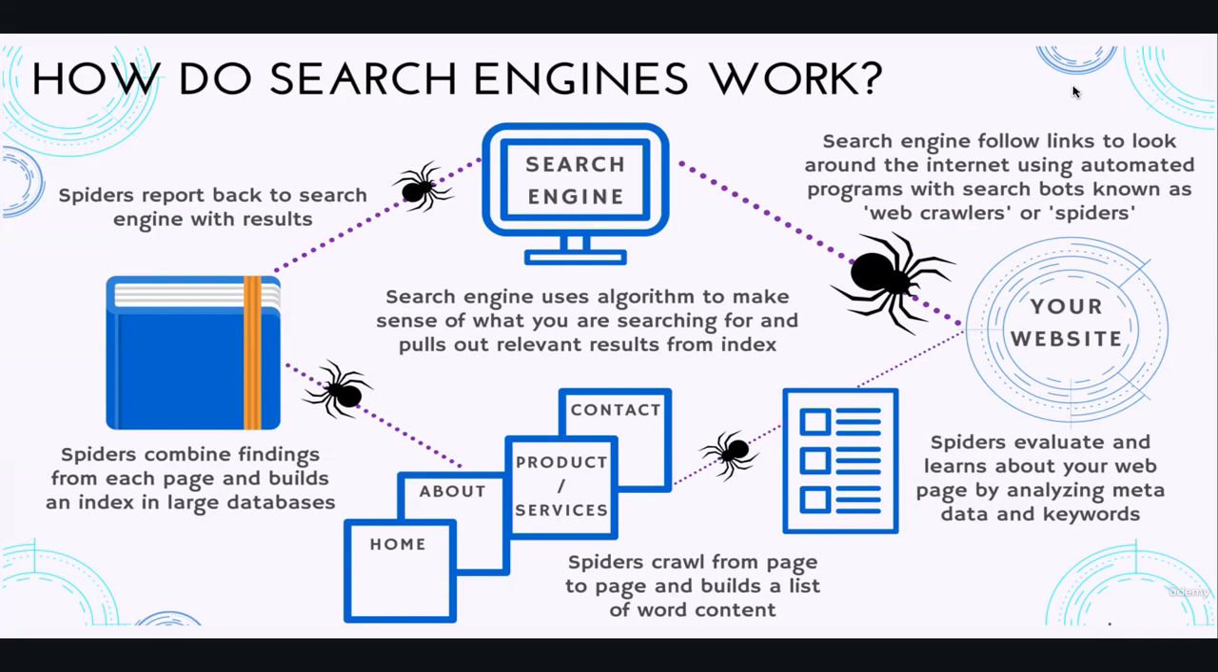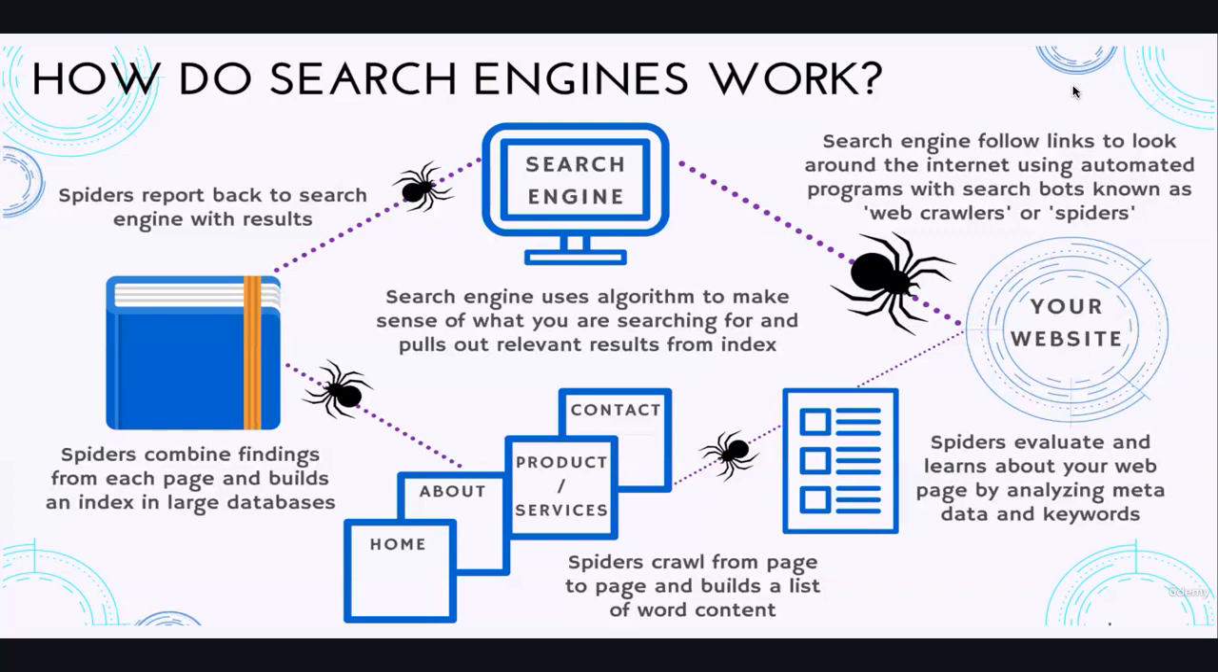Search engines send spiders to crawl your website. They crawl all the pages. What happens next? Well, next, the spiders crawl from page to page and build a list of word content. So they're looking at all the pages, and they're seeing, okay, this page has this keyword, this keyword, this keyword. They're taking count. They're taking notes of everything.